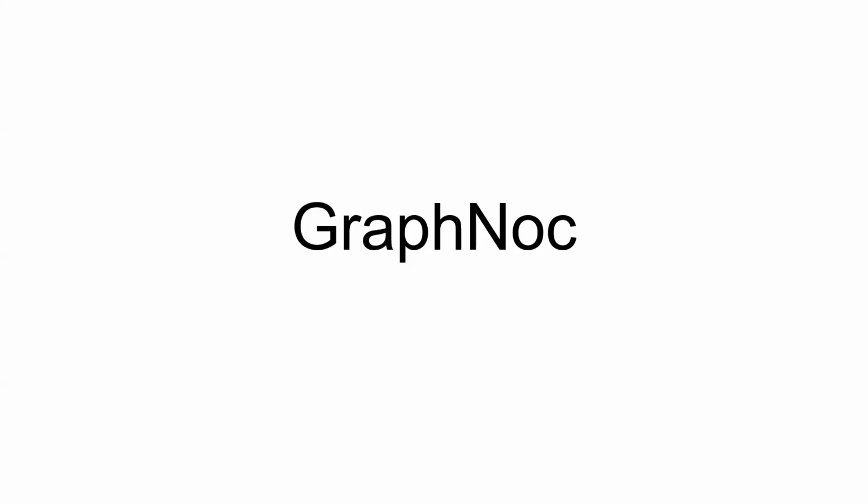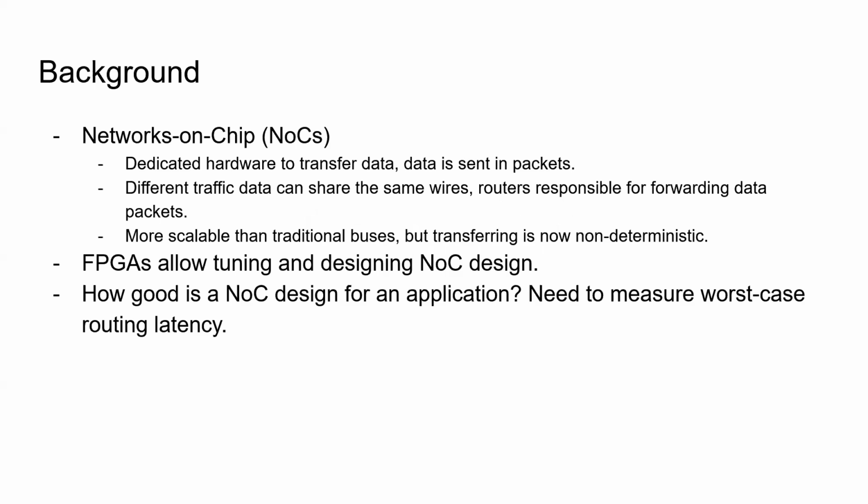All right, cool. So thank you for coming for this short paper talk. This is the FPT paper from last year, GraphNoC. Just quick background, what they're tackling is networks on chip, or NoCs. These are dedicated hardware to transfer data where they treat data as being sent in packets. The advantage of NoCs is that different traffic data can share the same wires, and then you would have routers in between that are responsible for forwarding these traffic packets.